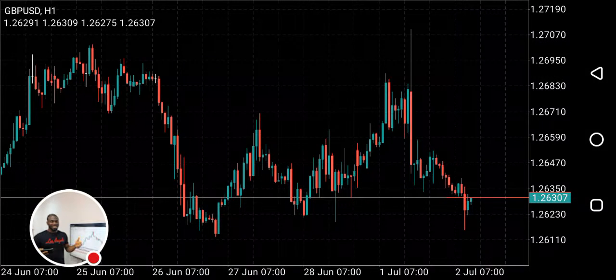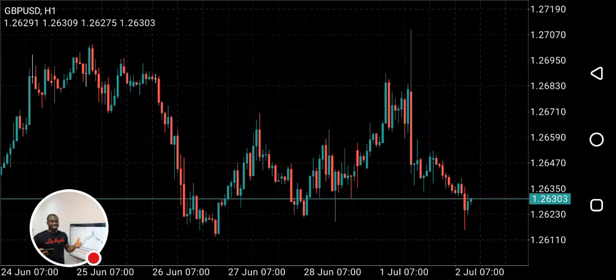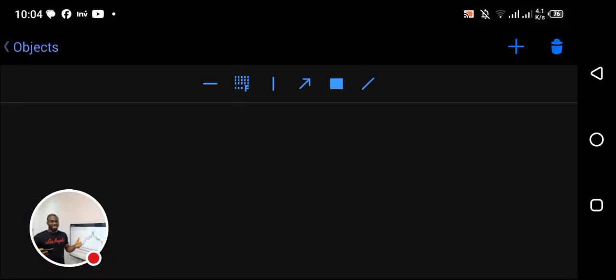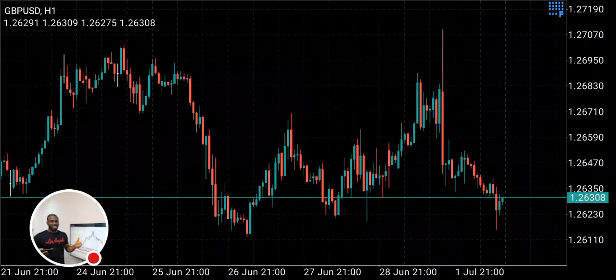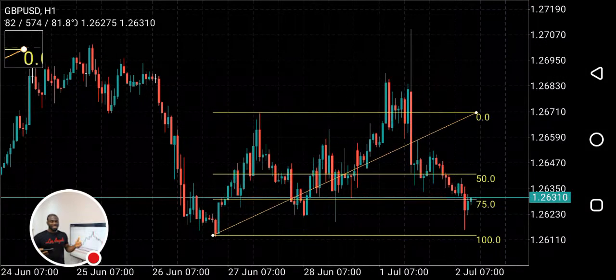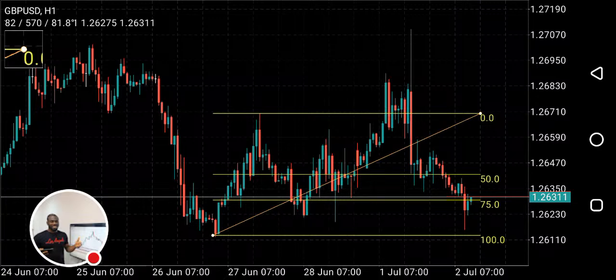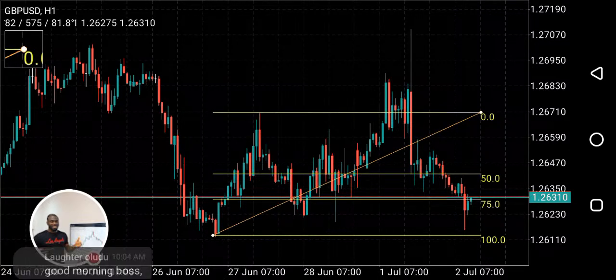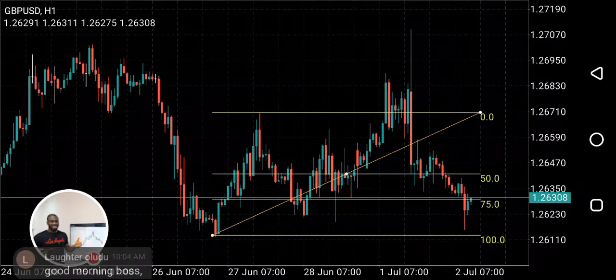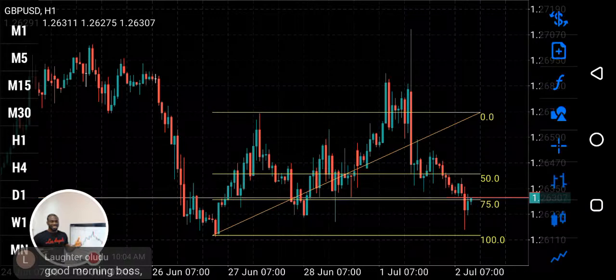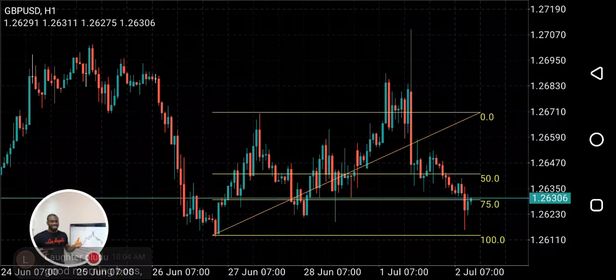So you can see GBP USD at the moment is at a discount level. If we apply our Fibonacci from this swing low to this swing high, you can see GBP USD is at a discount level right now. So today, good morning, Mr. Ludu, I'm considering buying GBP USD as it is right now. GBP USD is set for buy, going by the pattern we have on the 1 hour time frame.